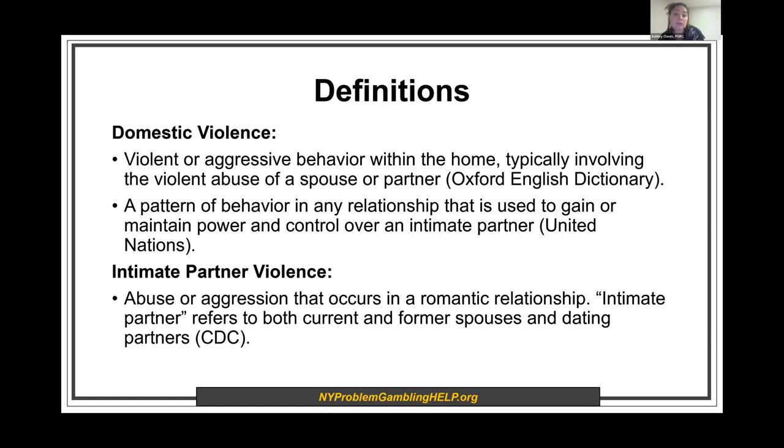And it also refers to any pattern of behavior in any relationship that's used to gain or maintain power or control over an intimate partner. I think many of you on here have probably worked with the power and control wheel before. So anything that encompasses behaviors within that is considered domestic violence. And then intimate partner violence is all of that type of violence that is specific to both current and former intimate partners.